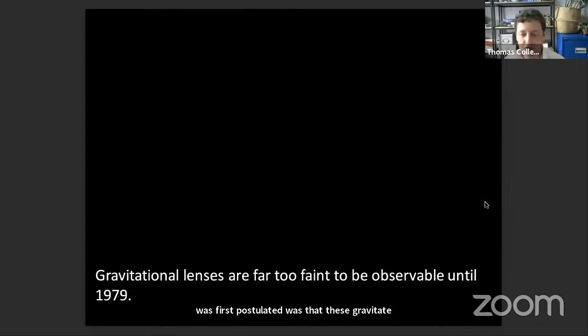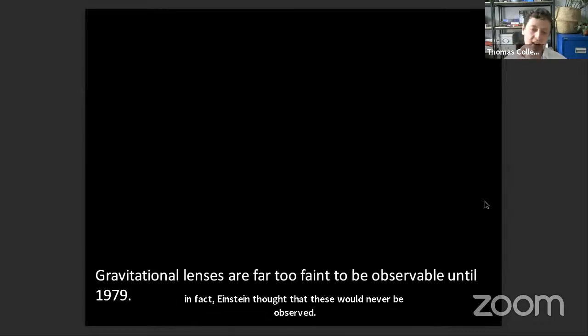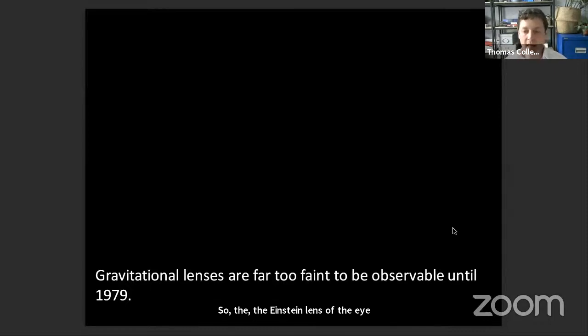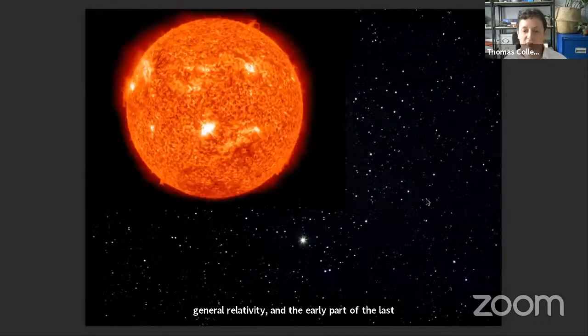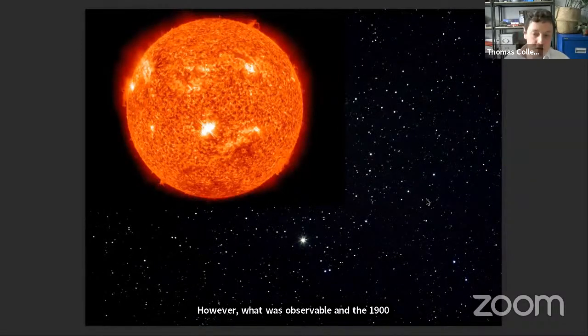So the problem in 1915, when GR was first postulated, was that these gravitational lenses were vastly too faint to be observable. Indeed, they weren't discovered until 1979. And in fact, Einstein thought that these would never be observed. So the Einstein rings that I was showing you there were not a viable test of general relativity in the early part of the last century. However, what was observable in the 1900s, indeed even before that, was both the sun and the stars.